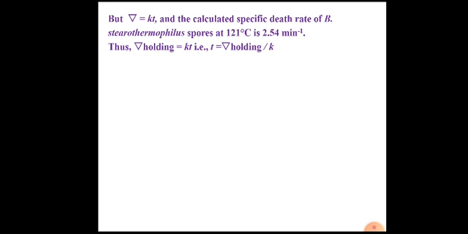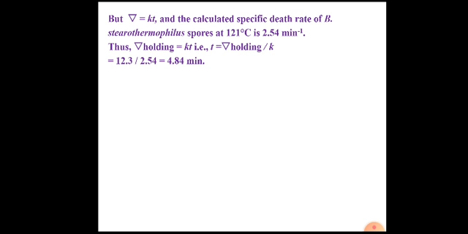So now we can calculate. We have the formula del holding is equal to kt. We'll rearrange this equation for t. t will be equal to del holding divided by k. Now we have the value of del holding, we have the value of k, so let us substitute these values. The value of del holding is 12.3 and k is 2.54. So finally the answer will be 4.84 minutes. What is this value?